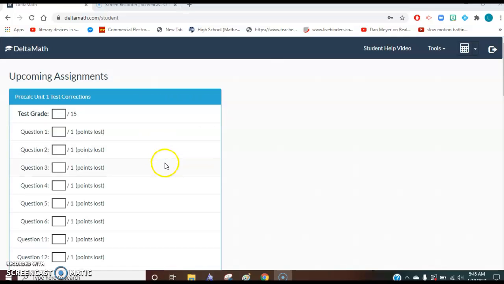And the way that it works is you have to tell Delta Math which questions you got wrong. This way it's only going to make you do the types of problems that you got wrong, so that you can earn the points back. Now, I do have it set up to give you full credit back for the ones that you missed.